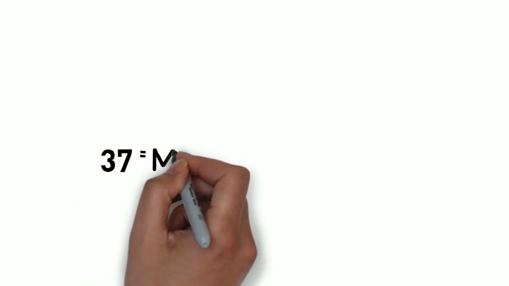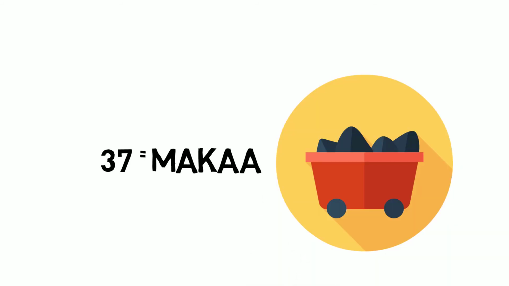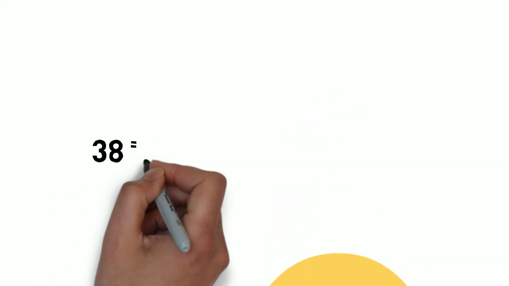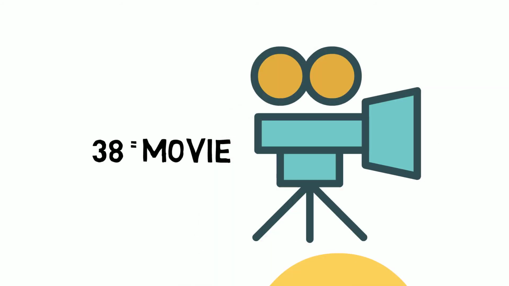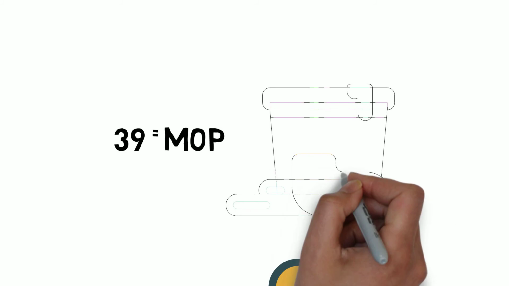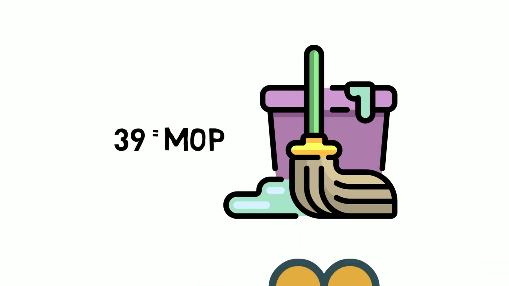For 37, I use the word Makaa. Also a Swahili word, it means charcoal. I simply imagine myself roasting some piece of meat using charcoal. Movie is the word I often use for 38. I imagine watching my favorite movie whenever I see this number. And finally, for 39, I use the word mop to associate it with the number. I visualize myself mopping the floor.